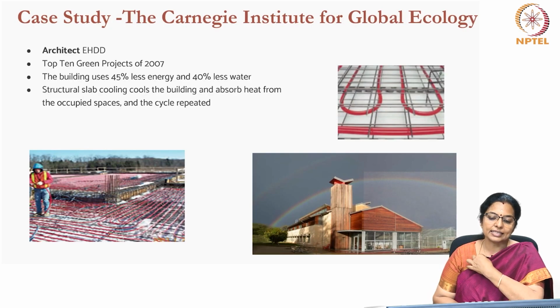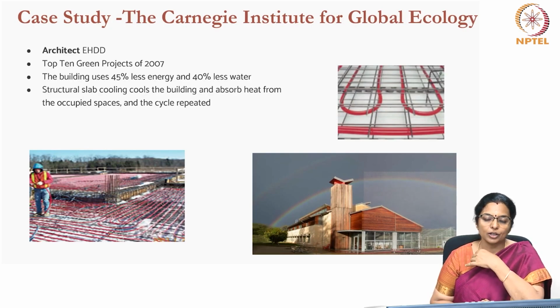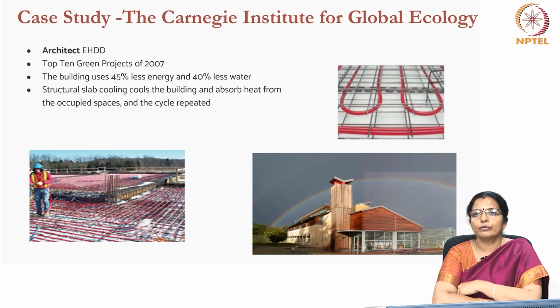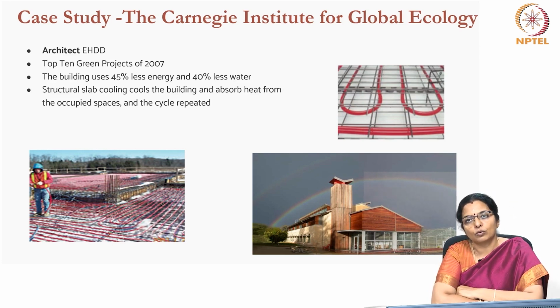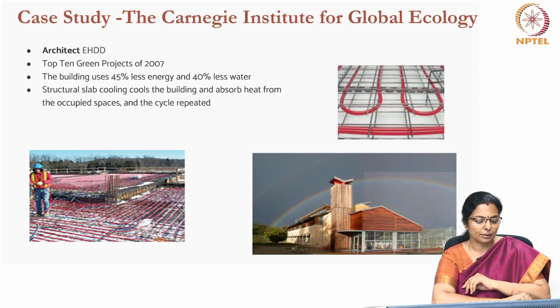We will see the example of the Carnegie Institute for Global Ecology. Now, this is one of the top 10 green projects in the year 2007. When it was built, it was a much hailed project because of the conscious attempts the building has made to reduce its energy consumption. The building uses 45% less energy and 40% less water than a benchmark similar building. Structural slab cooling cools the buildings and absorbs heat from the occupied spaces, and the cycle gets repeated.